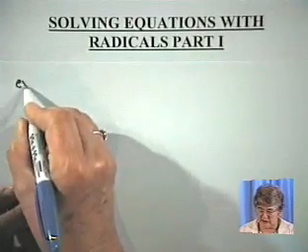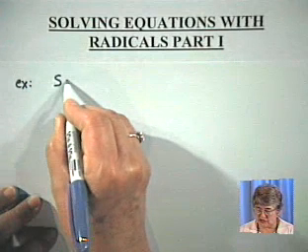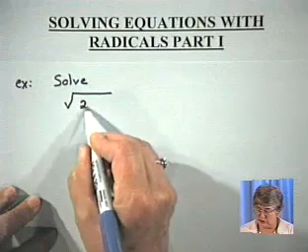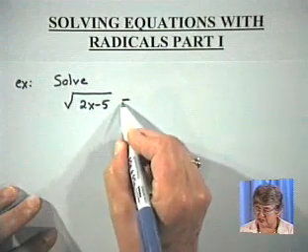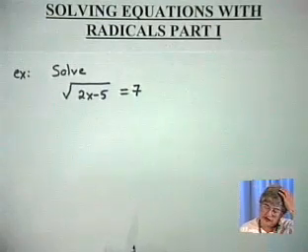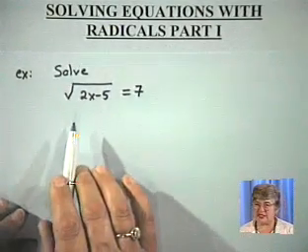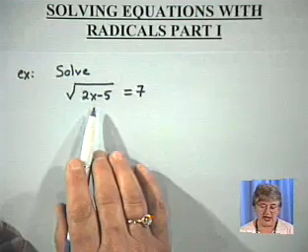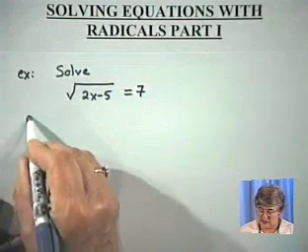Suppose that we have the following problem. Suppose we're asked to solve the square root of 2x minus 5 equals 7. Okay? We need to solve for x, and in solving for x, what we need to do is get it outside of the radical. So we're going to be using a property.